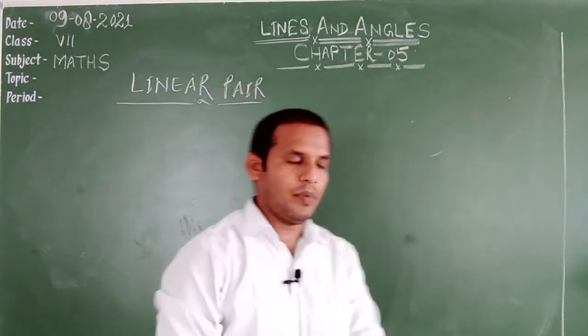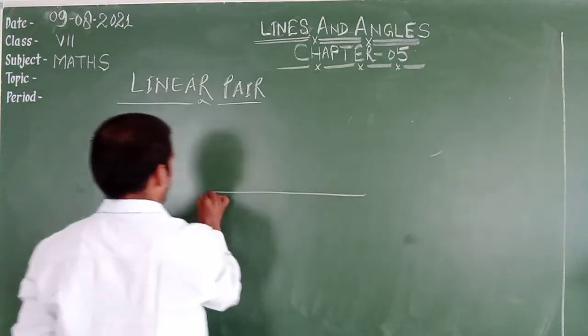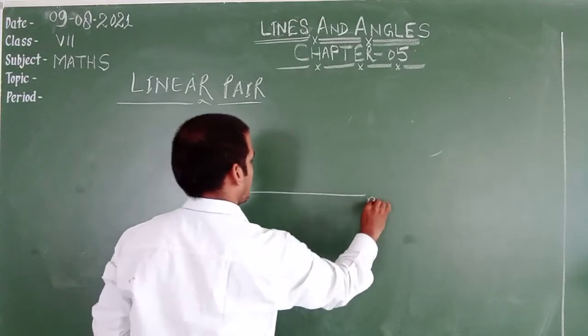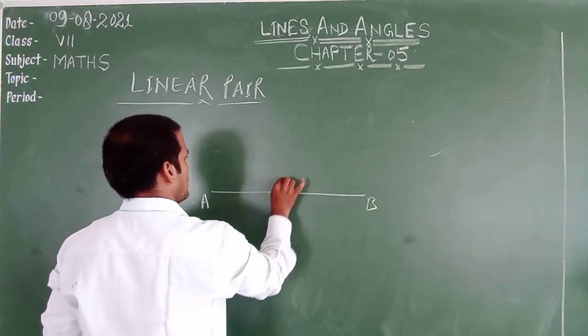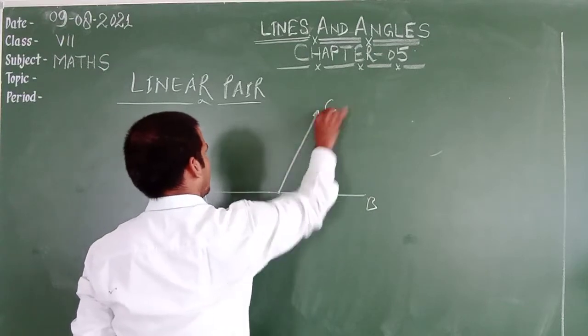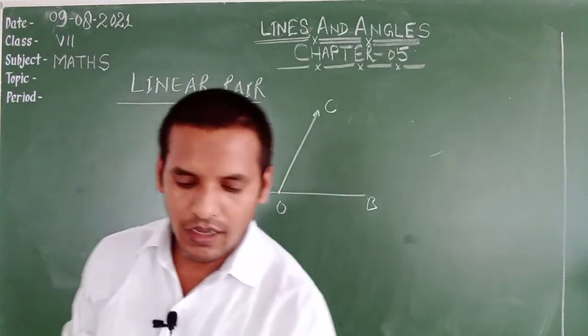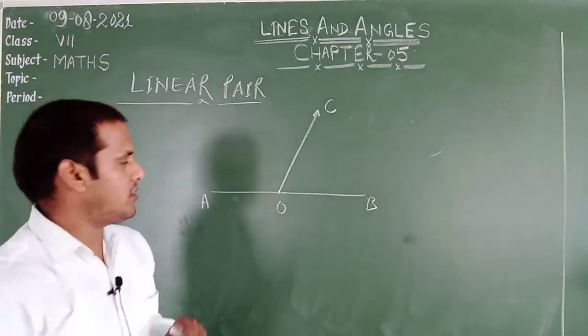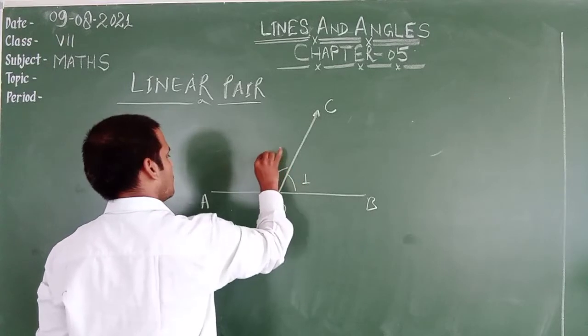Next one is the linear pair. Suppose, for example, AB is a straight line, O is any point on AB, and a ray OC is on AB. We can say linear pair. Suppose this angle is 1 and this angle is 2.